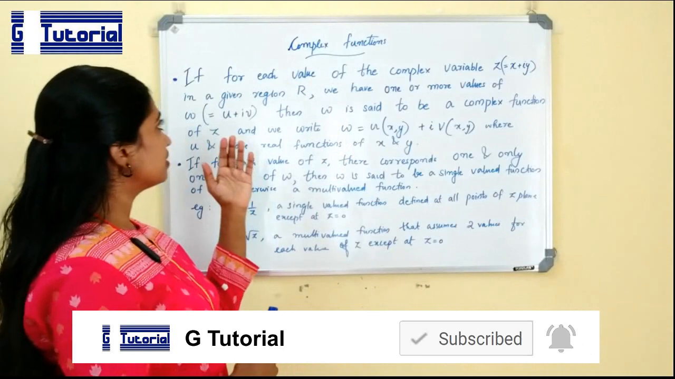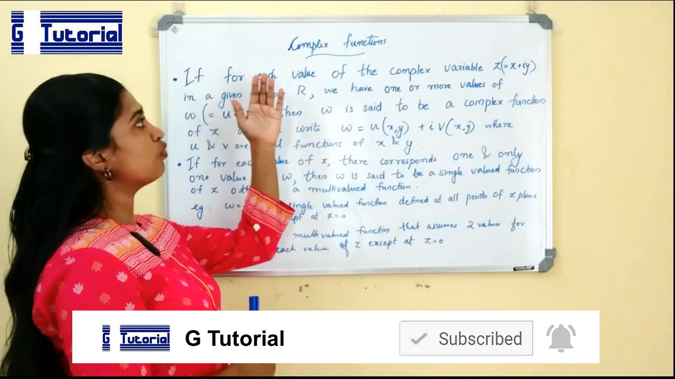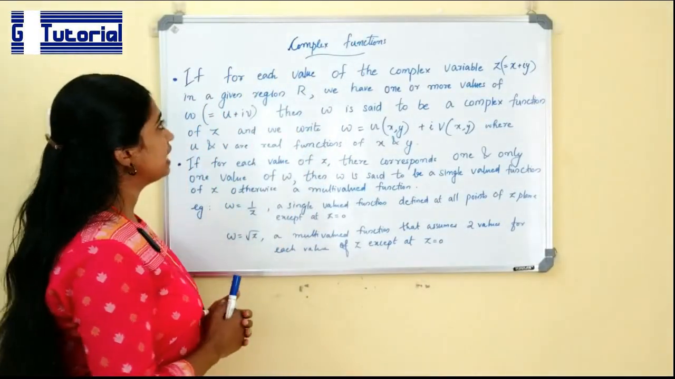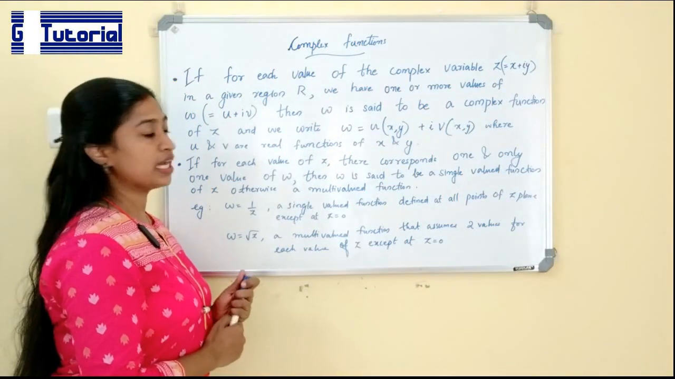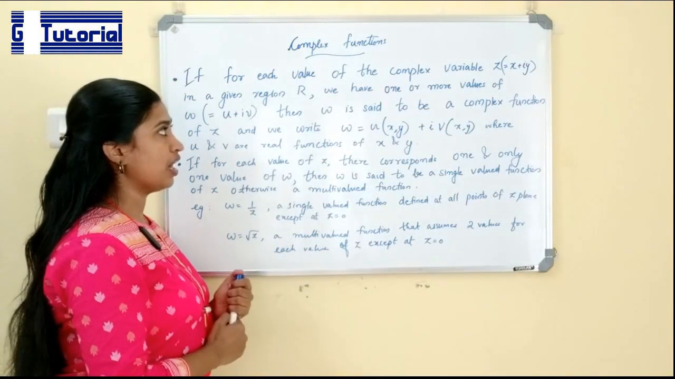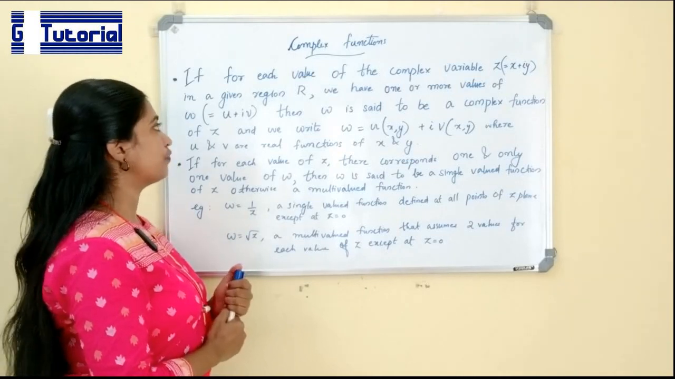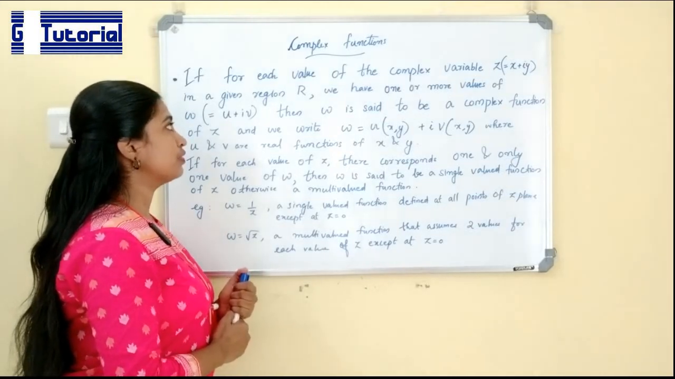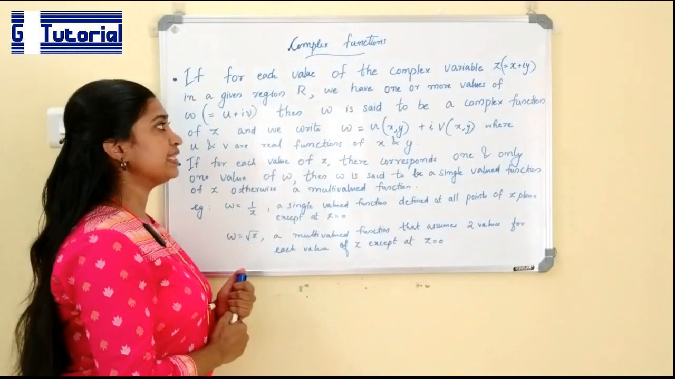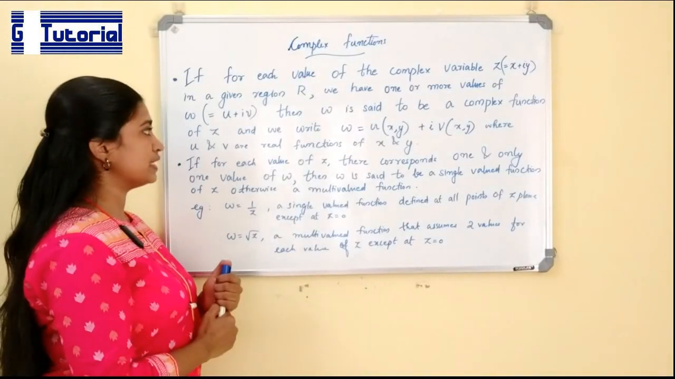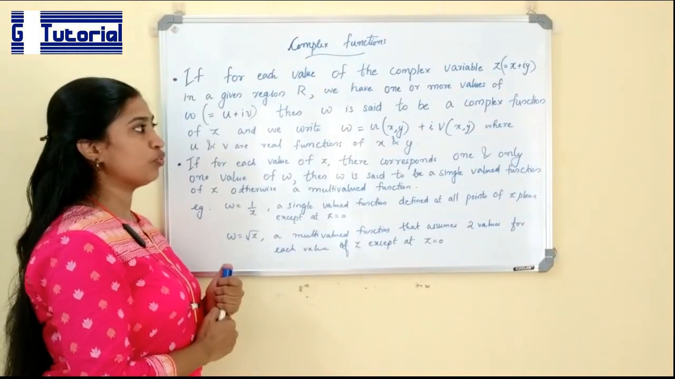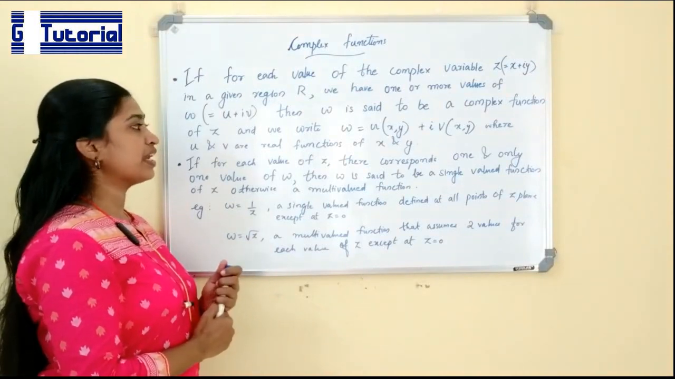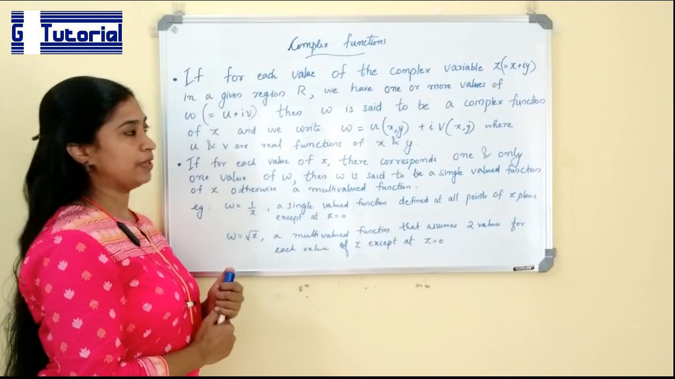Now let us get to our questions. First, we can see what a complex function is. If for each value of the complex variable z, which is equal to x plus iy, in a given region R, we have one or more values of w, which is equal to u plus iv, then w is said to be a complex function of z, and we can write w as u of x,y plus i v of x,y, where u and v are real functions of x and y.